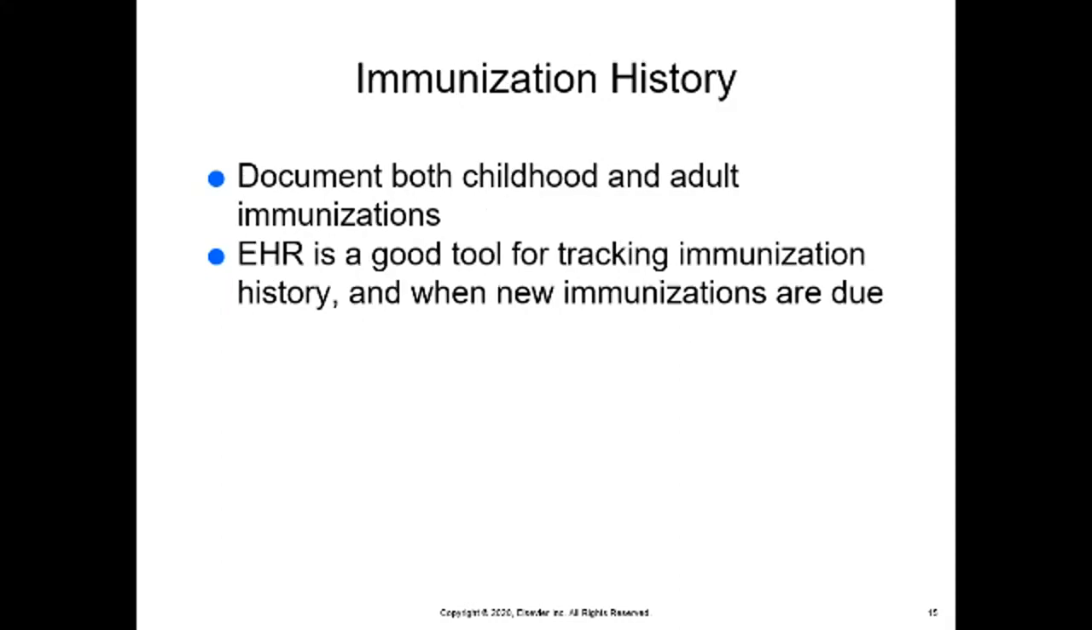So immunization history. A tetanus vaccine should be given every 10 years or less for those with open wound sites. The EHR can keep a running record of these vaccinations and is thus a good tool for tracking a patient's immunization history. So you're going to document both childhood and adult immunizations. And the EHR is a good tool for tracking immunization history and when new immunizations are due.